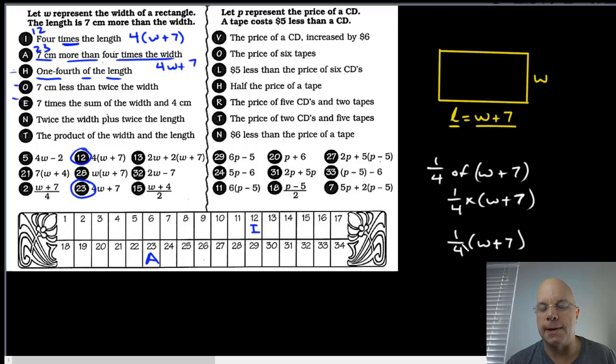You just need to realize that multiplying by 1/4 is the same as dividing by 4. So this is the same as W plus 7 divided by 4. Remember, the definition of division says dividing is the same as multiplying by the reciprocal. So we can show this multiplication expression as dividing by 4. And so when you look for that one, you'll find it. W plus 7 divided by 4, that's number 2 here. So in the number 2 box, we'll put an H.